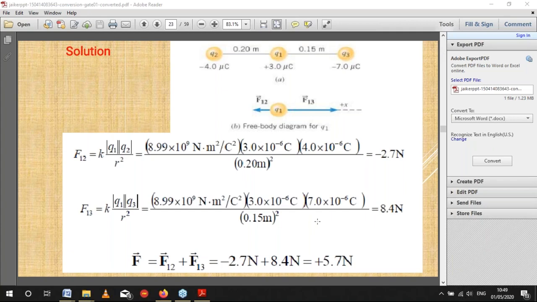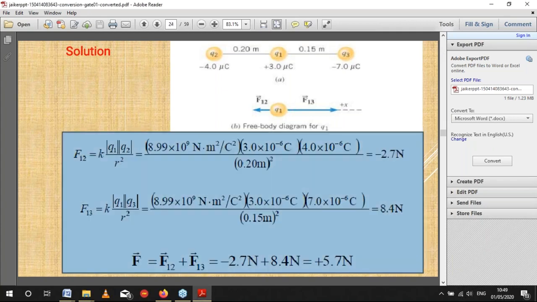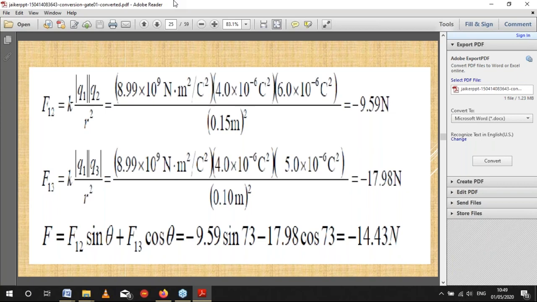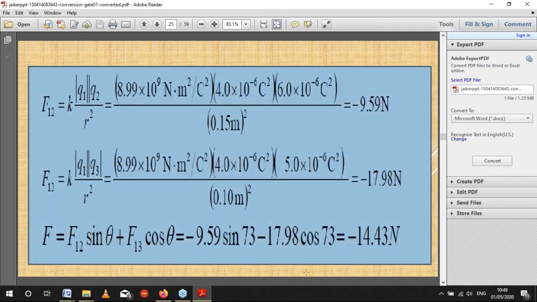This will now give us 9.59 sine 73 minus 17.98 cos 73, and when we use our calculator, it gives us minus 14.43 newtons.